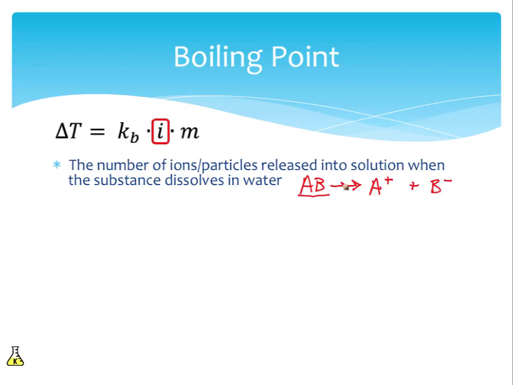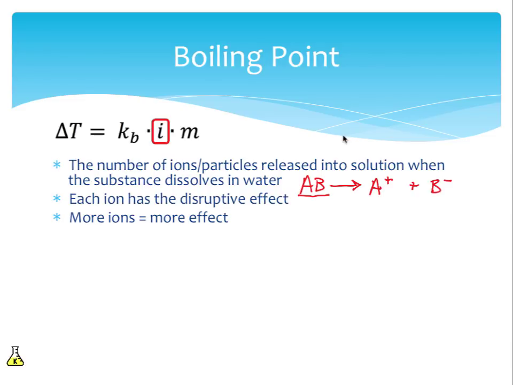i is designed to represent the fact that these particles separate. This is important to us because each of these individual ions has a disruptive effect on the intermolecular forces that exist in the boiling point, something we'll talk more about in a few minutes. But since each of the individual ions has a disruptive effect, the more ions present in solution, the stronger this effect is. And that's exactly what this value i is supposed to keep track of for us.